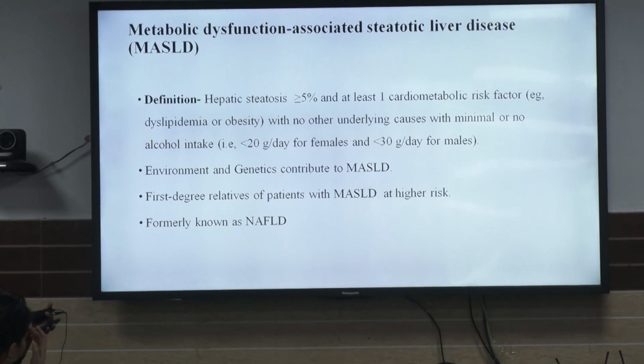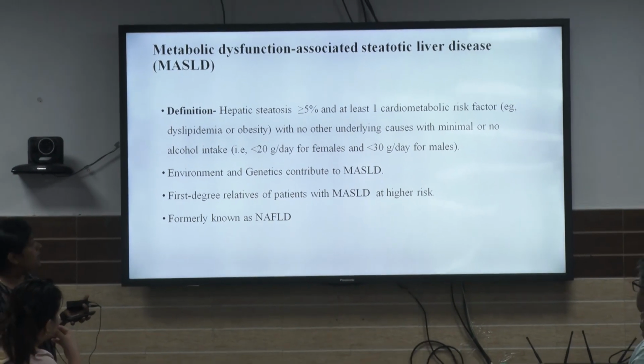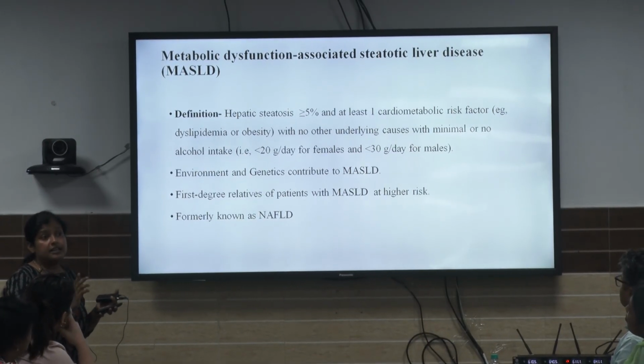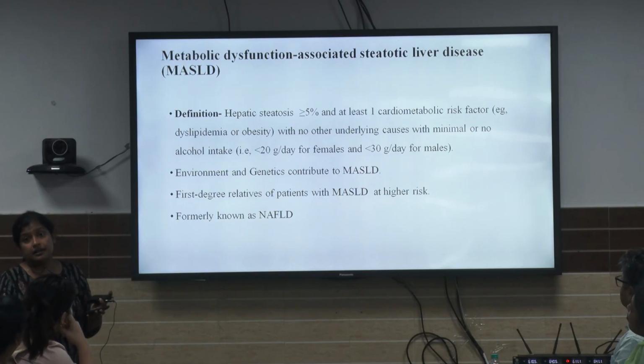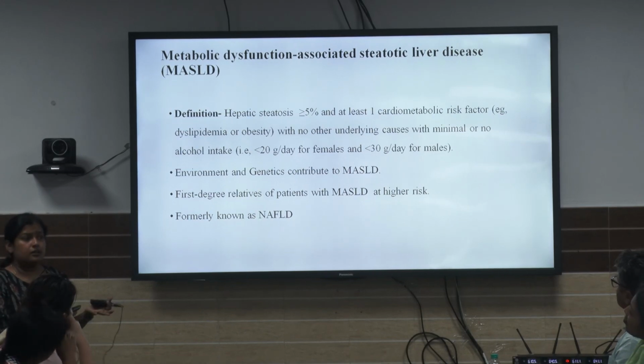And what contributes to your MASLD? Your environment and your genetics. Both of them will contribute to your MASLD. And if a person is having MASLD, then the first degree relatives are also at a higher risk of developing metabolic associated liver disease. Then, as I already mentioned, formerly it was called NAFLD.